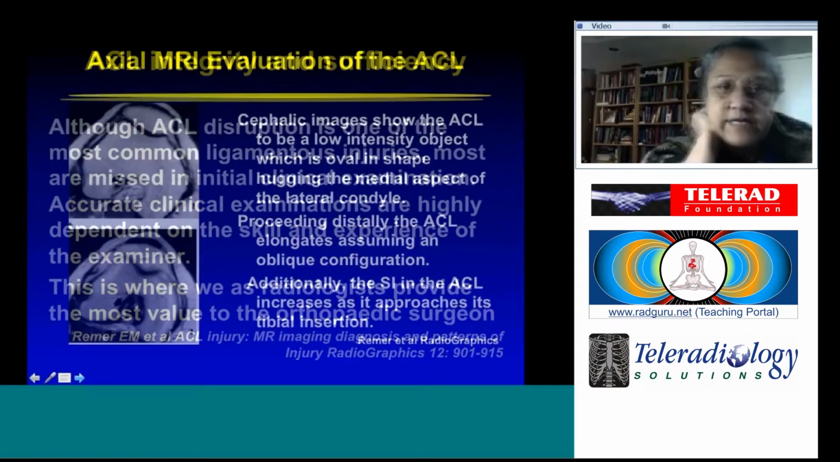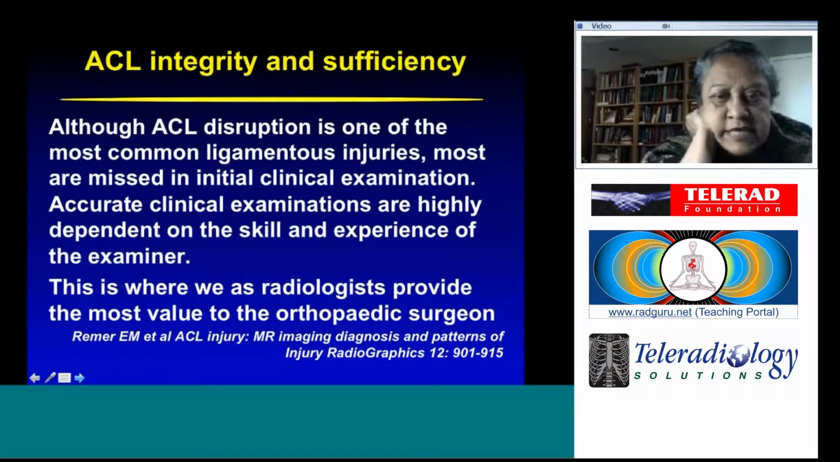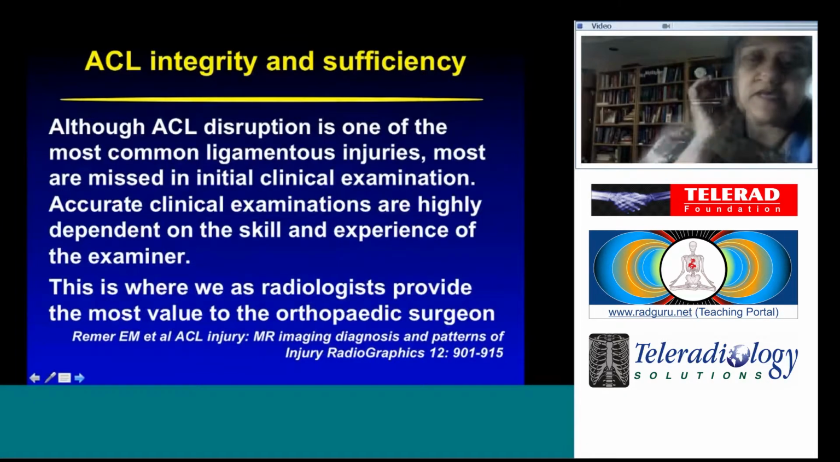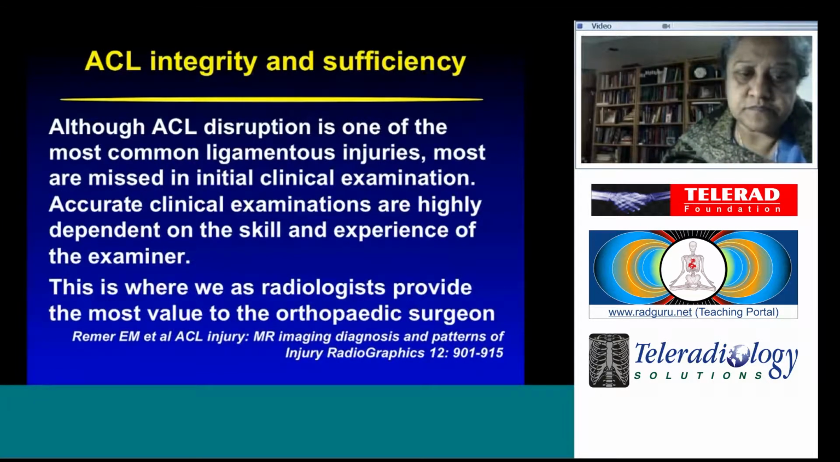Raymer et al. did a very good discussion of ACL injury, which I would recommend you read. It was in RadioGraphics, Volume 12, pages 901 to 915. Although ACL disruption is one of the most common ligamentous injuries, most are actually missed in clinical examination. Why is that? Because the patient is guarding, because there is effusion, there is pain, which precludes a good examination of the ACL. So this is where we as radiologists provide most value to the orthopedic surgeon.